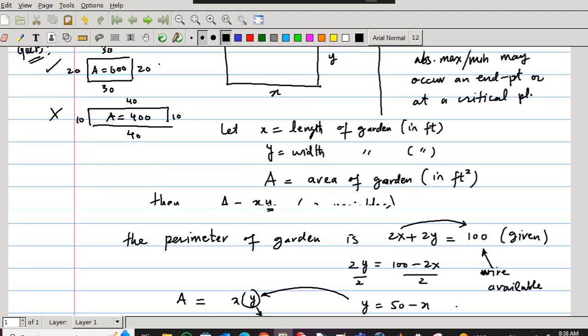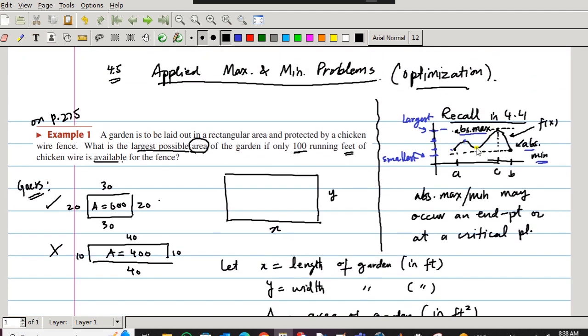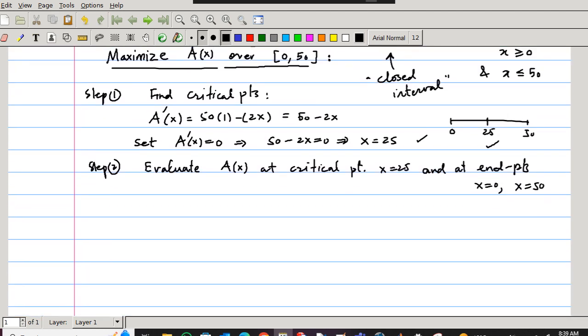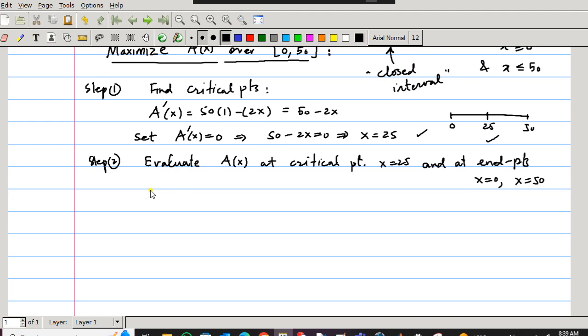You see here what I did, I recalled 4.4, that whatever are my endpoints and critical points, we calculate the value at the critical point and the value at the endpoints as well. Then I will just look at the largest and smallest value. That's it. So I have only 3 points here, 2 endpoints, 1 critical point.